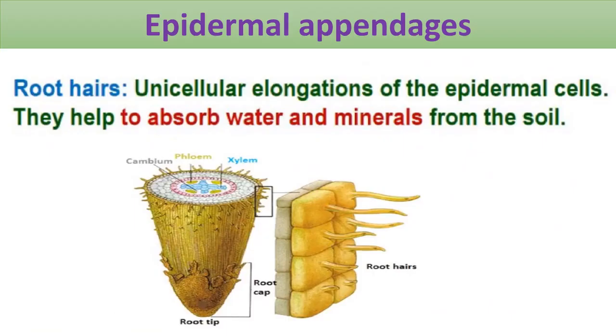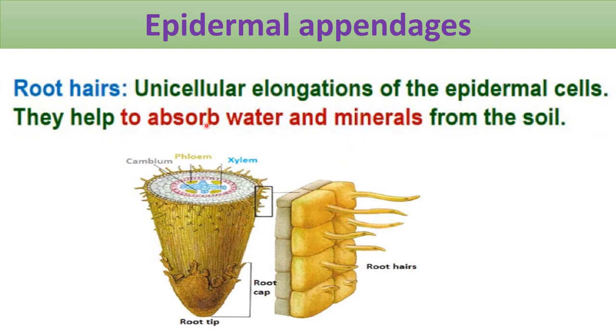Next type of epidermal tissue system is epidermal appendages. Epidermal appendages are of two types, root hairs and trichomes. So here you can see root hairs. Root hairs are unicellular elongations of epidermal cells. Sometimes epidermal cells elongate to form thread-like structures, and these thread-like structures are called root hairs. So these are unicellular elongations, means made up of a single cell.